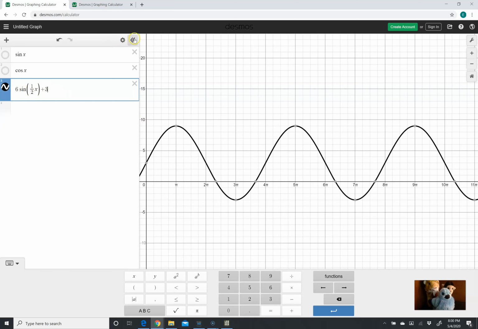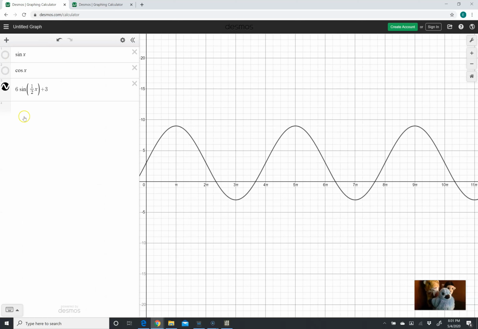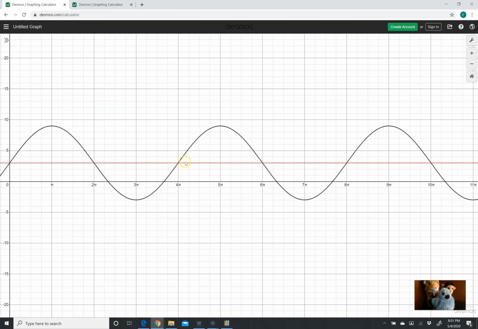Okay. So let's see. Let's make sure that everything is correct here. We were told our midline should be at 3. 3 is right here. Okay. That is our midline. Y equals 3. This is clearly our midline, right? The distance from the midline to the maximum is the same as the distance from the midline to the minimum. So this is clearly our midline, okay? Then we look between 0 and 2 pi. There is half a wave, okay? We go from our midline back to our midline, okay?